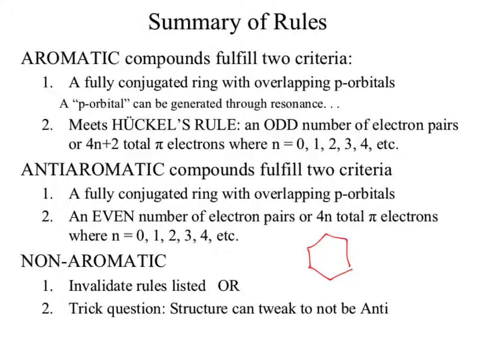Still non, but it's a ring. We don't have the conjugated pi system. So our non-aromatics are pretty much everything else. If you get rid of double bonds, you're non-aromatic immediately. If you get rid of a ring, you're non-aromatic immediately. Almost everything we've looked at has been non-aromatic as far as its chemistry goes.